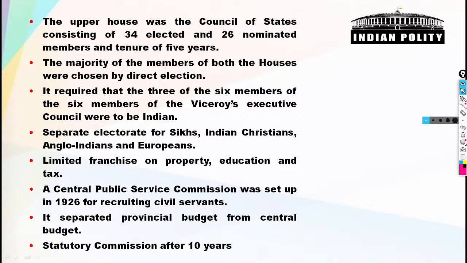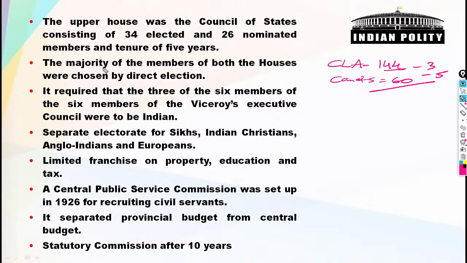The Central Legislative Assembly had 144. Somewhere it is 145 also. Not sure, 144 is mostly mentioned in many books. And there is also the Council of States, which had 60. That was the strength, and the term was 3 years for one and 5 years for the other.